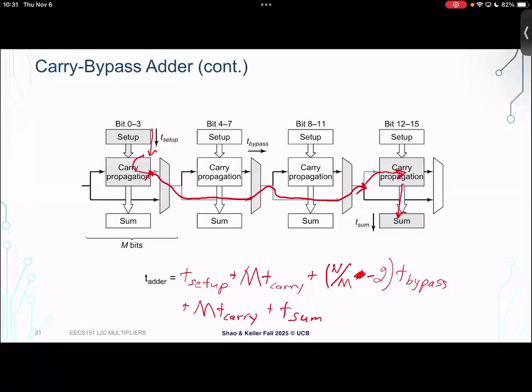Okay, questions? Yeah, so this is N over M. Let's just do it concretely for this example, right? So in this example, N is 16, which is the total number of bits. M is 4, which is the number of bits in each stage. So the number of stages is equal to N over M, which is also 4 in this example. So this N over M term is just the number of stages in the carry bypass adder.